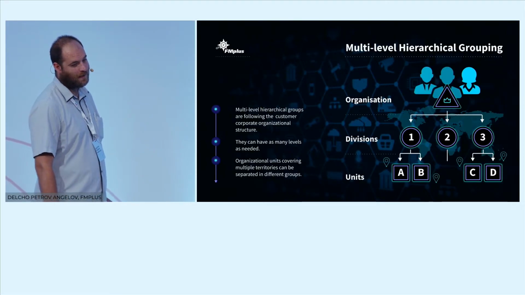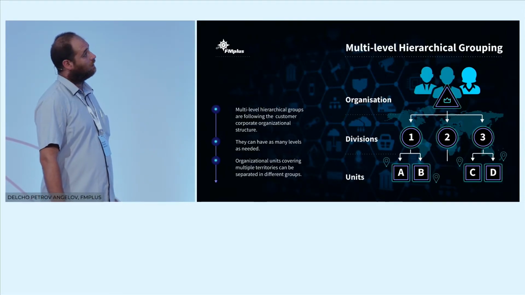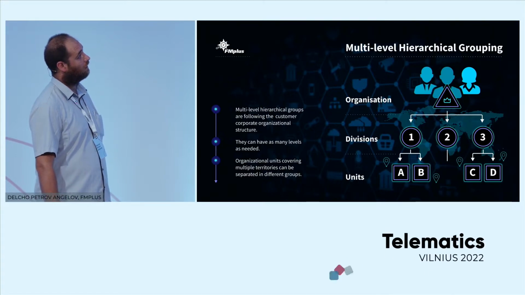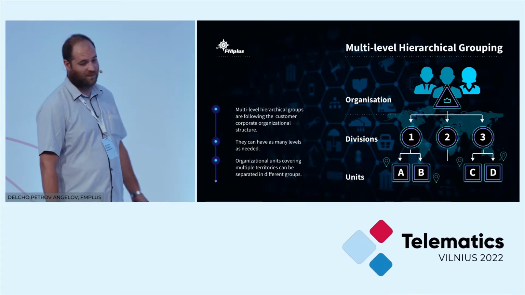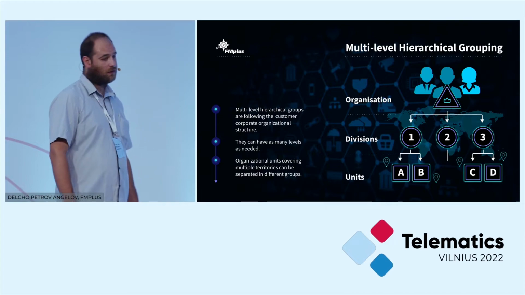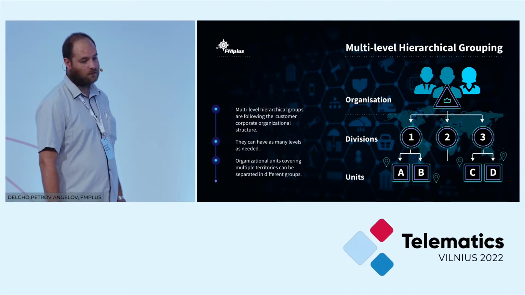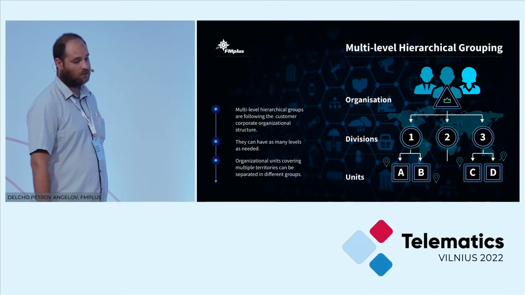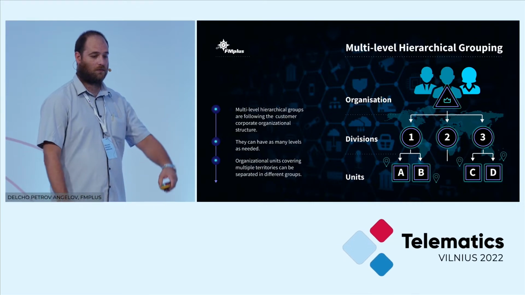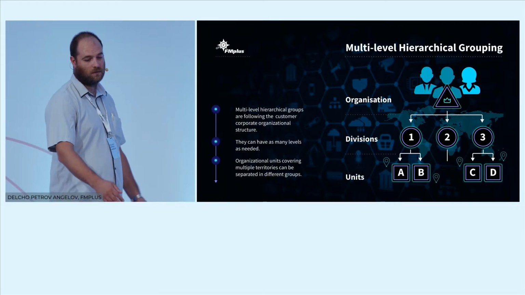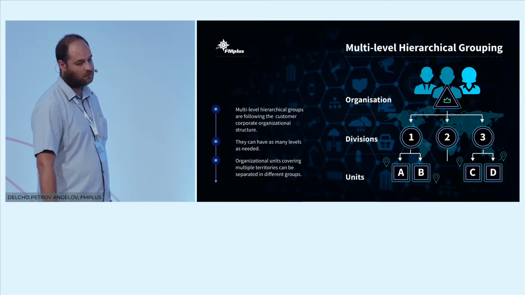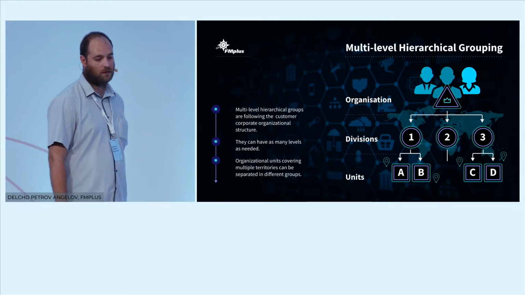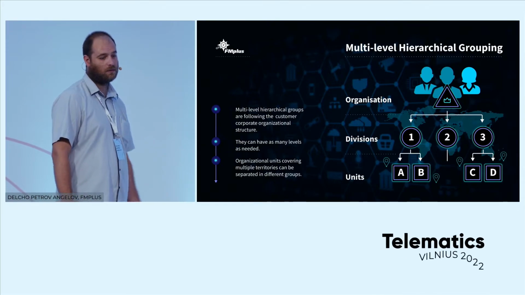Now let's explain what a multi-level hierarchical grouping is. It's a way to logically organize the vehicles in a customer's fleet following the structure of the customer organization. So if your customer has multiple departments that own vehicles and they are further broken into sub-departments or other organizational units, you will be able to represent exactly the same structure in your database.